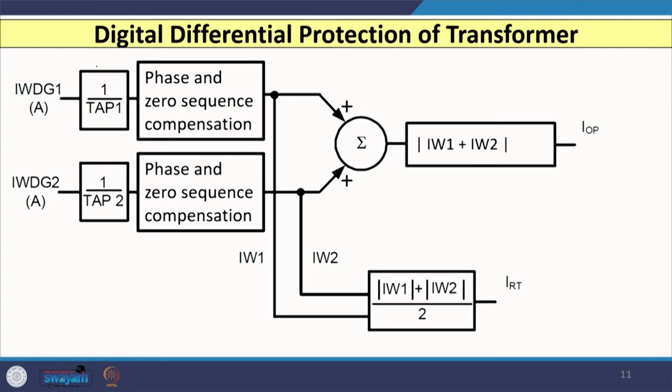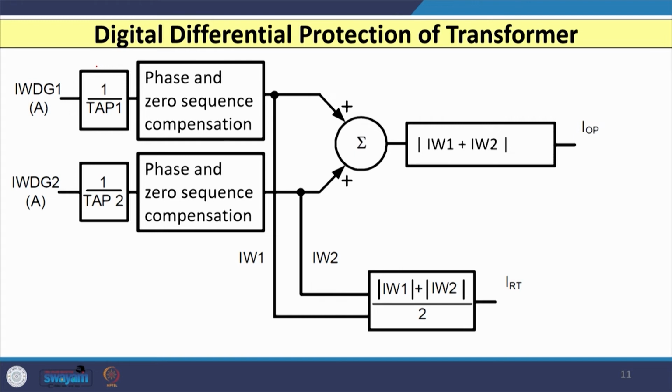Initially, we started with the magnitude compensation, which we achieved using the tap equation. Then we discussed the 0 sequence compensation, and last we discussed the phase sequence compensation. So, let us see, if I use all 3 compensations in a digital or numerical relay, how my relay will look and how we can achieve the operating current and the restraining current.